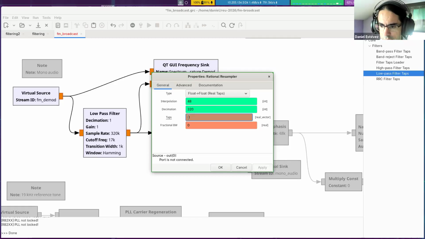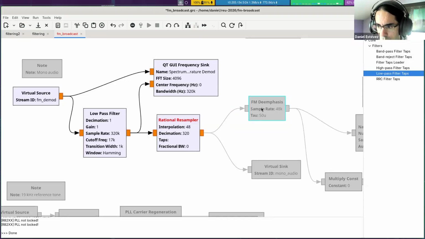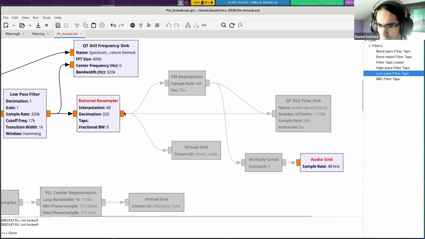And if we set the taps as this empty list, the taps will be auto-calculated as an appropriate anti-aliasing low-pass filter for the output. And the fractional bandwidth as well. 0 doesn't mean 0 fractional bandwidth, that doesn't make sense, it means auto-compute. So this is a quick and simple way to convert from 320 to 48. I'm going to leave this FM de-emphasis block aside. I will come back to it, but I'm going to skip it for the time being.